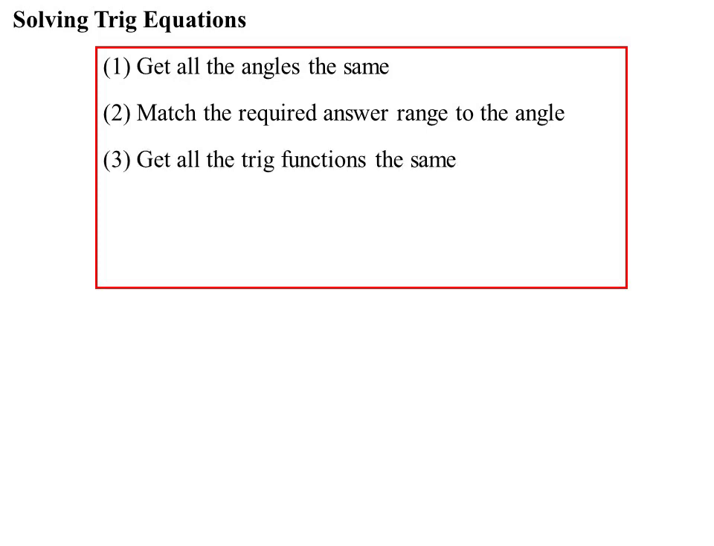Then the trig functions themselves you make the same. Are they all sines, or are they cosines, or are they tans? But if in doubt, just change everything to sine and cos, because pretty much every trig function we can bring back. Tan is sine on cos. Sec squared, well, that'd be 1 on cos squared, that sort of thing. So it might be a last resort, but if you can't think of anything else to do, let's change it to sine and cos and see what happens.